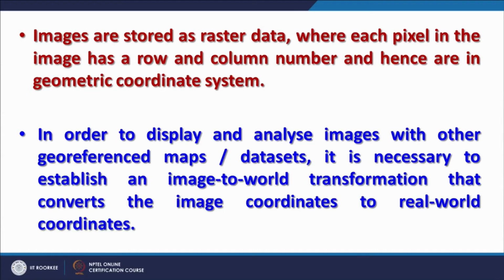So in order to display and analyze images with other georeferenced maps and data sets, we want to stack many images together of the same area, maybe image and map and some other features like contour lines, or a geological map or a soil map. Then how would you achieve it? If everything is georeferenced, then you can stack one over the other.